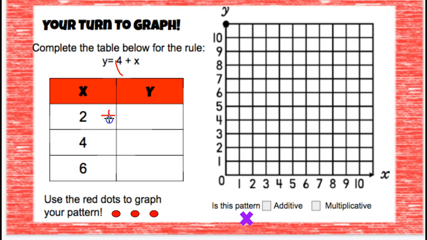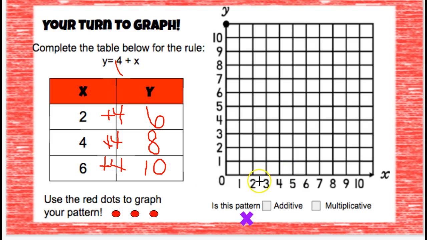So if I add 4, add 4, so 2 plus 4 is 6, 4 plus 4 is 8, 6 plus 4 is 10. So that makes this an additive pattern. And then we're going to plot our points.